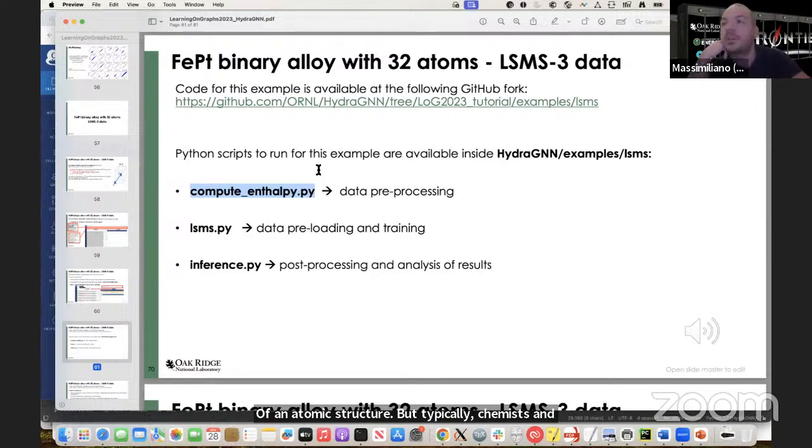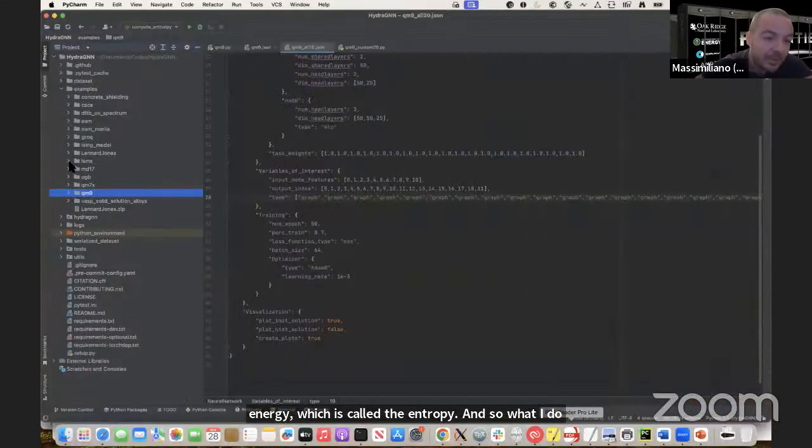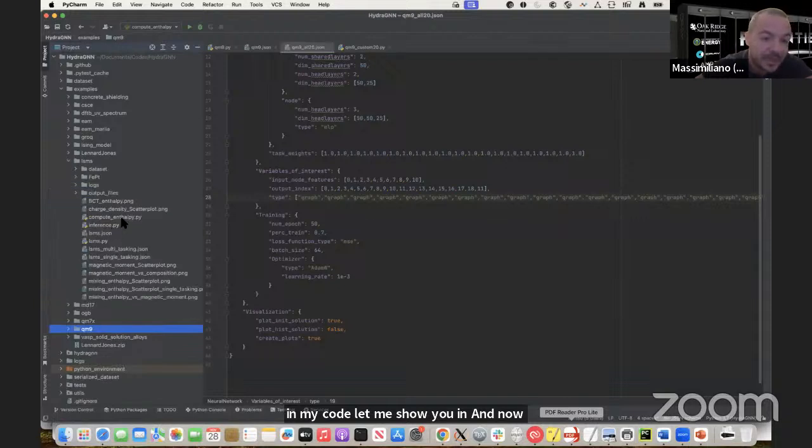They are interested only in a subcomponent of the total energy, which is called the enthalpy. And so what I do in my code, let me show you in PyCharm. And now I move into the LSMS example.